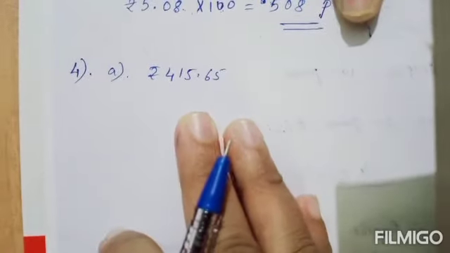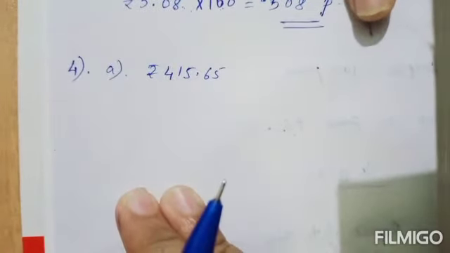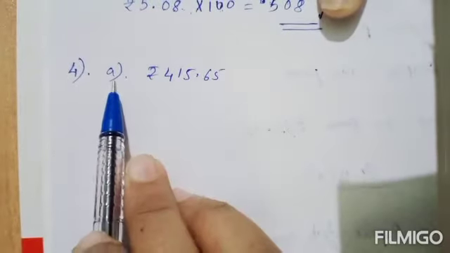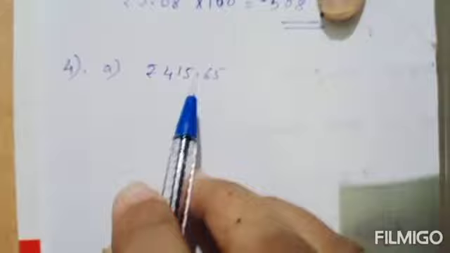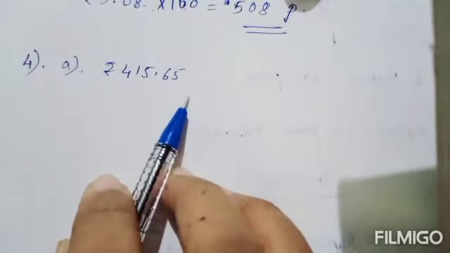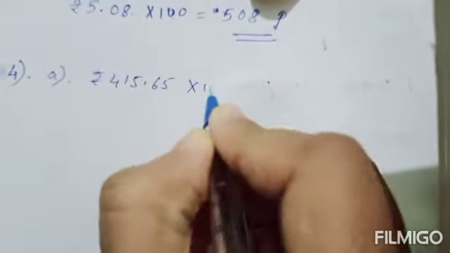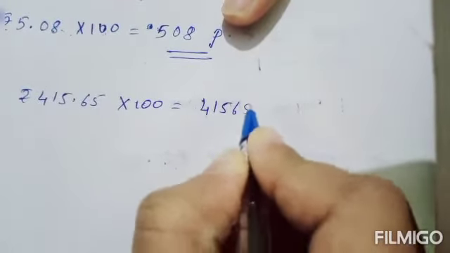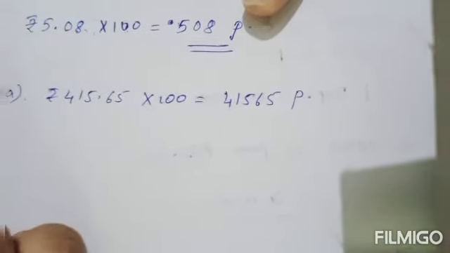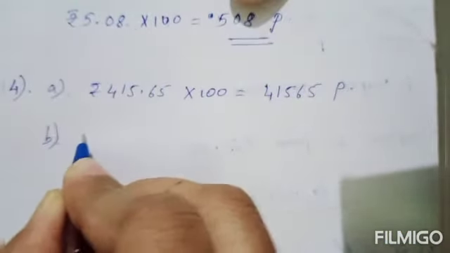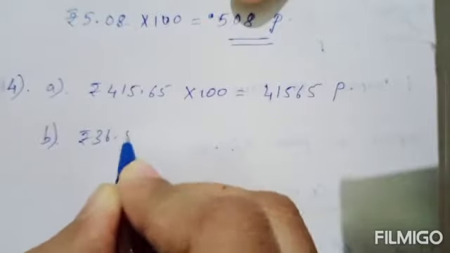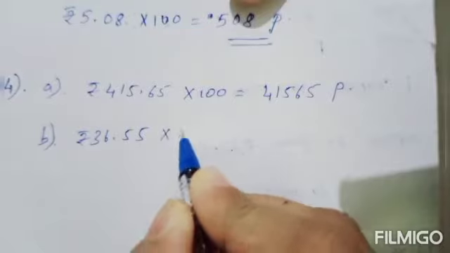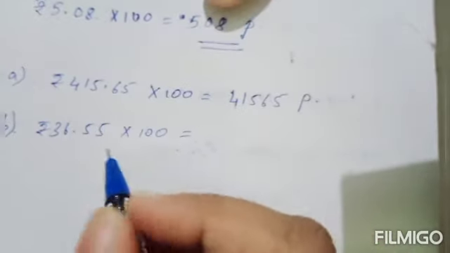Fourth question, convert the following amounts into paise. Actually it is the same as the third question. So A, rupees 415.65. How can you convert this rupees to paise? Just multiply by 100. So what will you get? It is 41,565 paise. Next B, rupees 36.55. In order to convert this rupees to paise, just multiply by 100. What will you get?